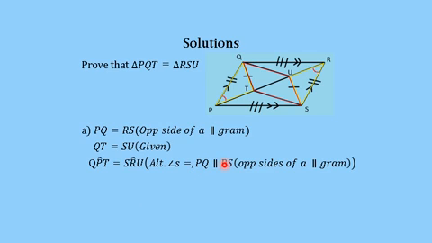PQ is parallel to RS, opposite sides of a parallelogram, because PQ is parallel to RS. So moving from Q to P, R, then S, there's letter Z. So here we have alternating angles. They are equal. And we conclude that these two triangles are congruent. Reason: angle, side, side, or side, side, angle. Okay.